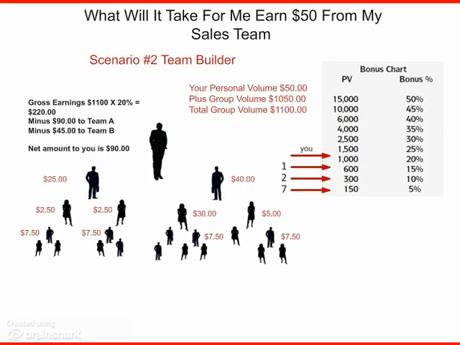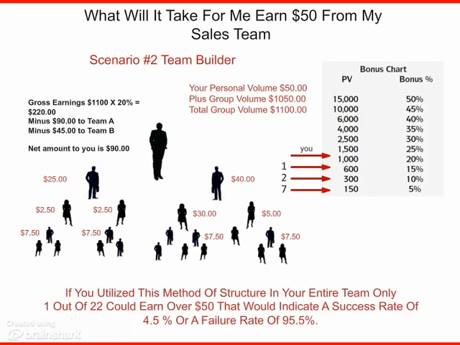You would have 2 people that would reach the 300 PV level and would earn between $25 and $30 apiece. And you would have 1 person who reaches the 600 PV level, which would earn $40. And then you would be at the 1,000 PV level. So basically what that means is your gross earnings would be $1,100 times 20%, which is $220, minus $90 which would be paid out to Team A, minus $45 that would be paid out to Team B. And so the net amount to you at this point, with this type of team structure in place, would be $90. So at this point, you have broken even.